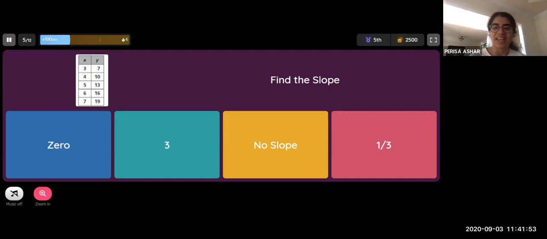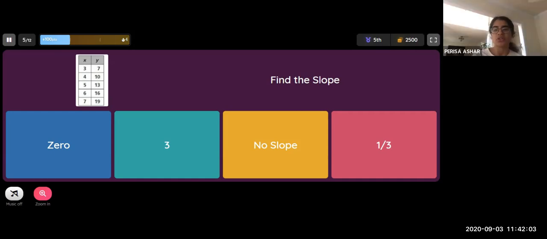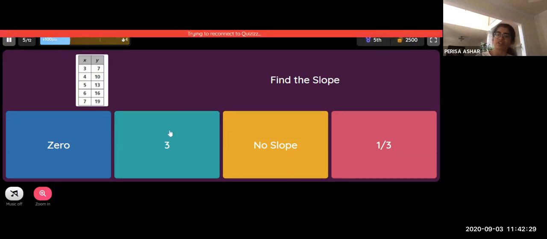Wow. The answer is 3. Because when you do 10 minus 7 in the numerator and 4 minus 3 in the denominator, you get 3 over 1, which is 3. So the slope is 3. And you can find the slope with any 2 points from this graph, like 3, 7 and 5, 13, or 3, 7 and 4, 10, maybe 5, 13 and 6, 16. So that is just some of the multiple ways you can calculate the slope given several points. So good job, Prisha, for getting that correct.